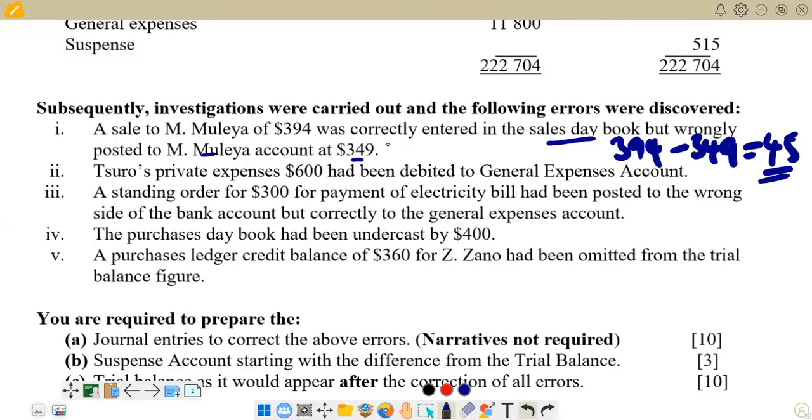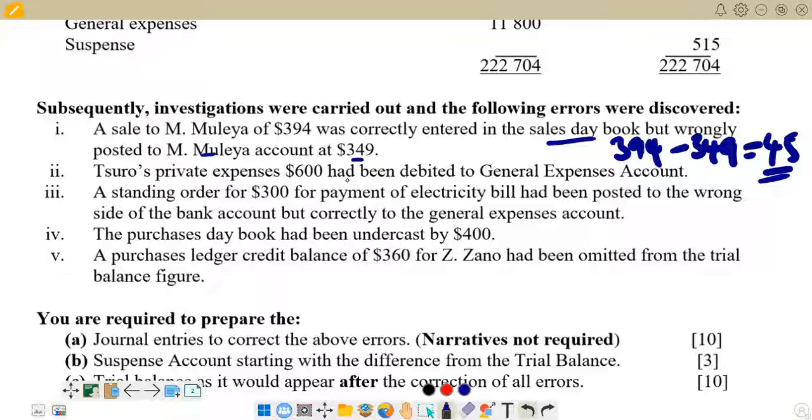And you are seeing that the credit side has got a correct figure of 394. So we are only going to put this 45 on the debit side of Mlayer so that the amount of 349 we adjust to the correct amount of 394. So that's what we have.